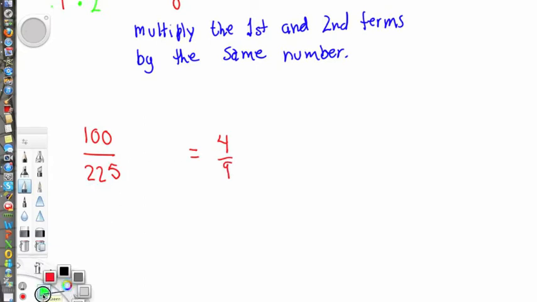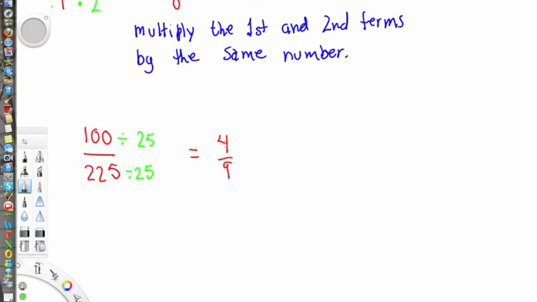Now you might say, how do we make that jump? Well, I'm going to show you. Once again, now we're kind of doing the opposite of what we did before. Instead of multiplying the first and second term, or the numerator and denominator, we are going to factor. Okay, we're going to factor out a common factor of 25 from both of these. Okay, and 100 divided by 25 is 4, and 225 divided by 25 is 9.